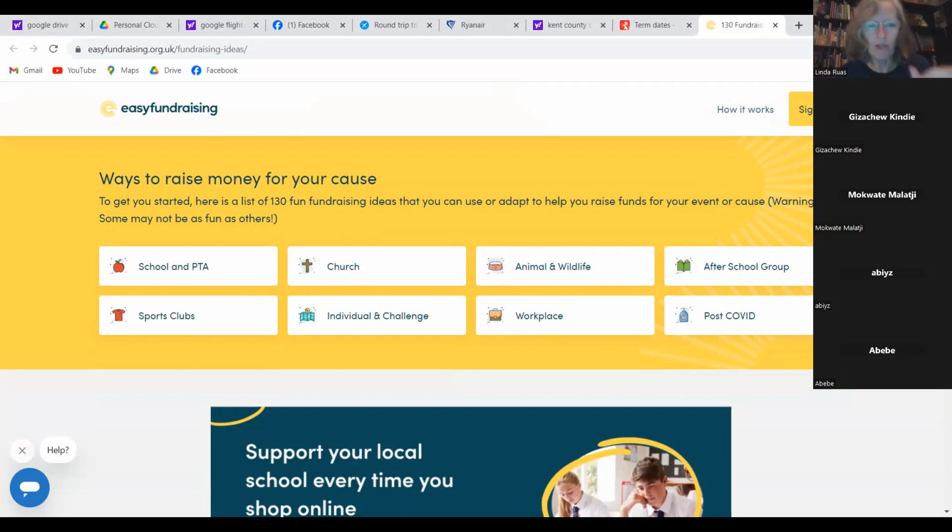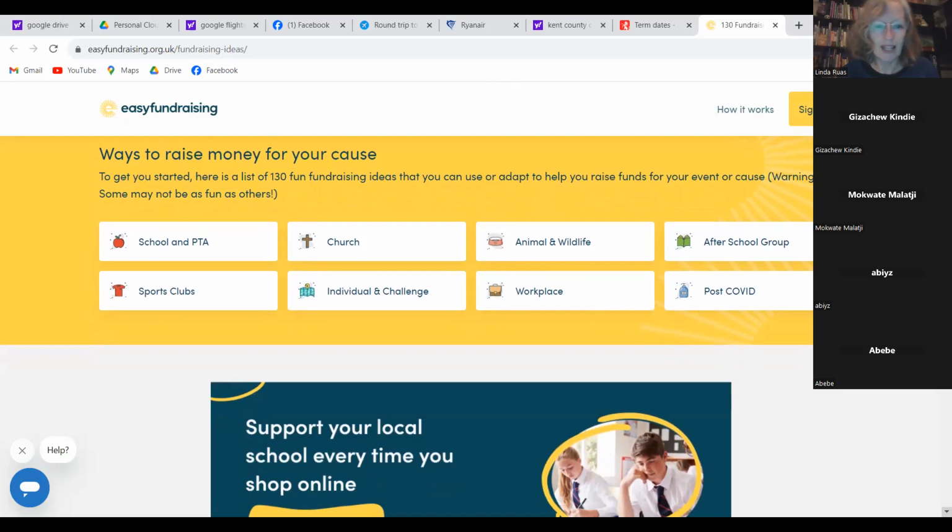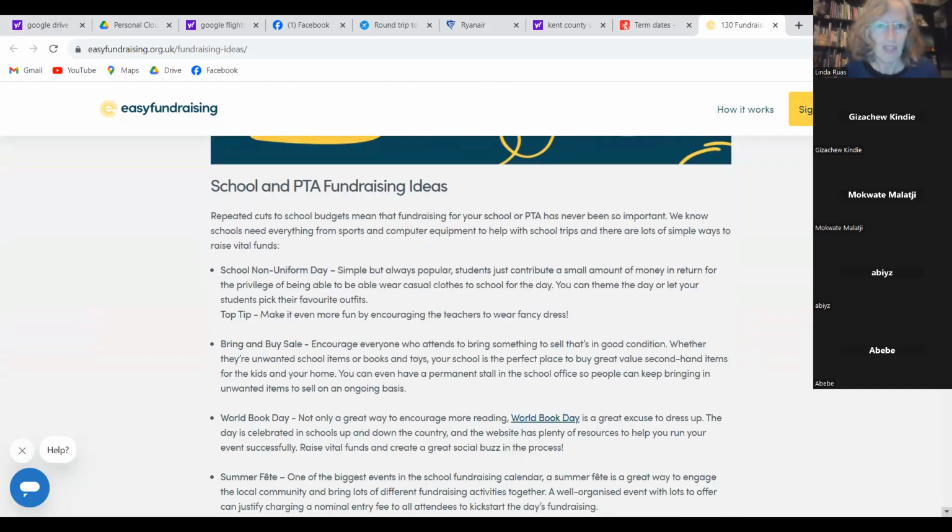And there are educational ones, religious ones, individual challenges. You see, this is a huge business. Sports groups, animal wildlife, after school groups, workplaces, all of these different things. And people have to be more and more creative because people are having less and less spare money nowadays.